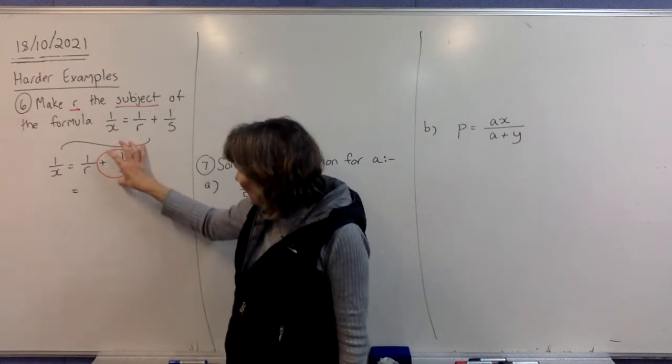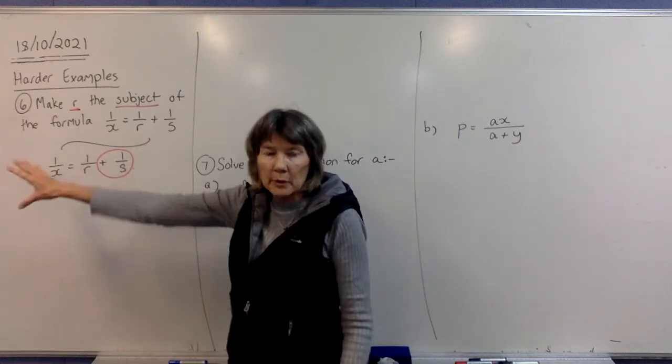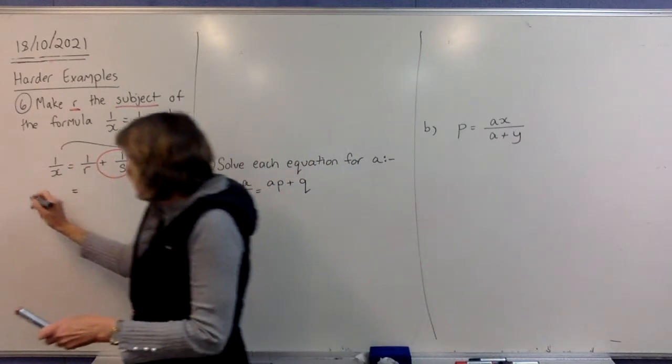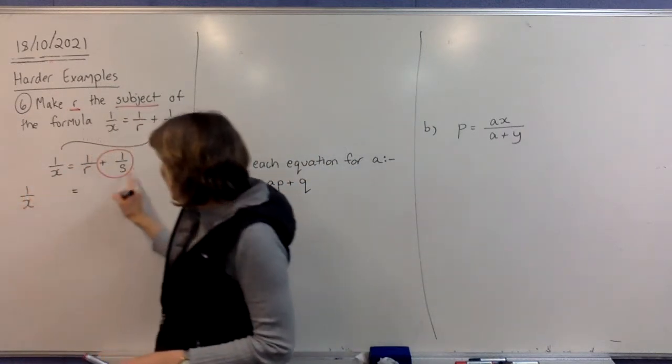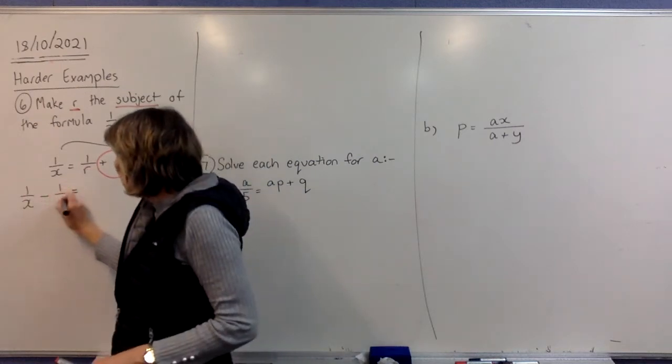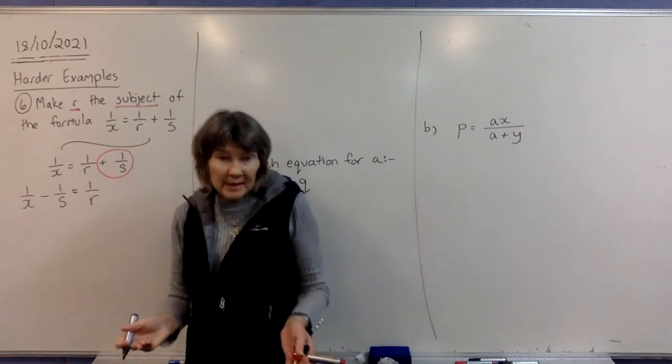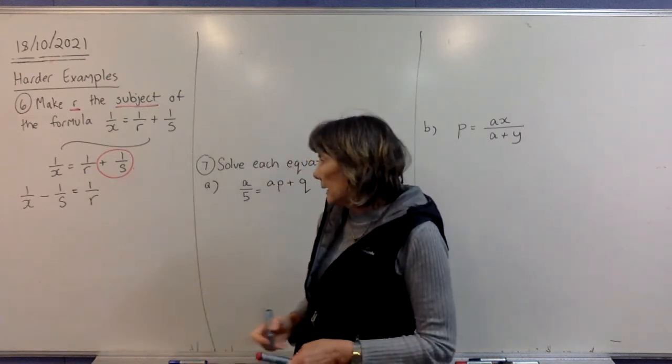So to start off with, we're going to get rid of this and move it to the other side. So instead of plussing, we're minusing over here. So we'll copy the 1 over x down, move that over, and that leaves us with 1 over R here. Now that bit's easy, but it's getting harder from here.